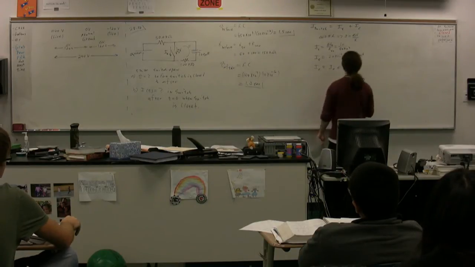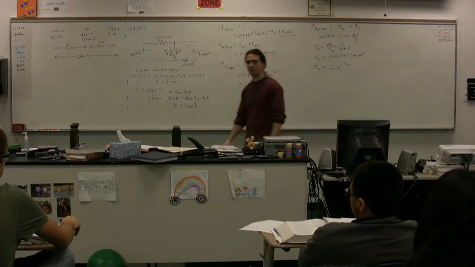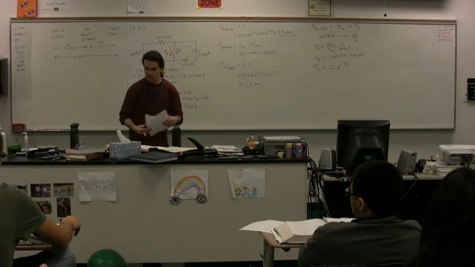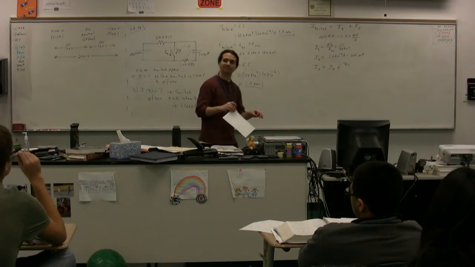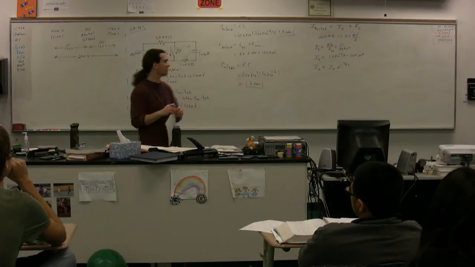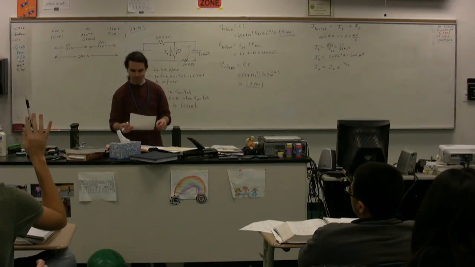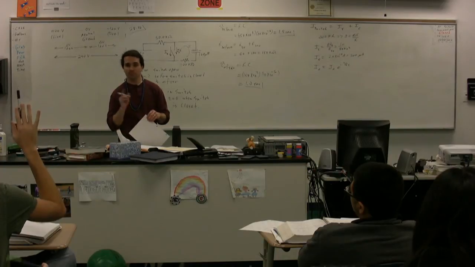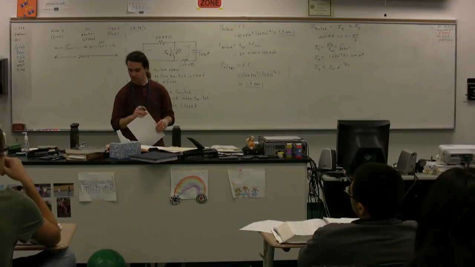We have R, we have C. That would be the time constant. We already know that's 1. We need the current initial. The current initial delivered by this capacitor. Is it the same as the current delivered by the battery? Is not the same as the current delivered by the battery.